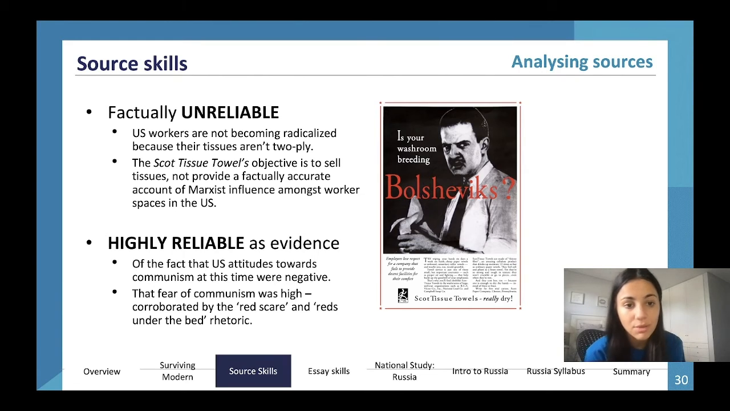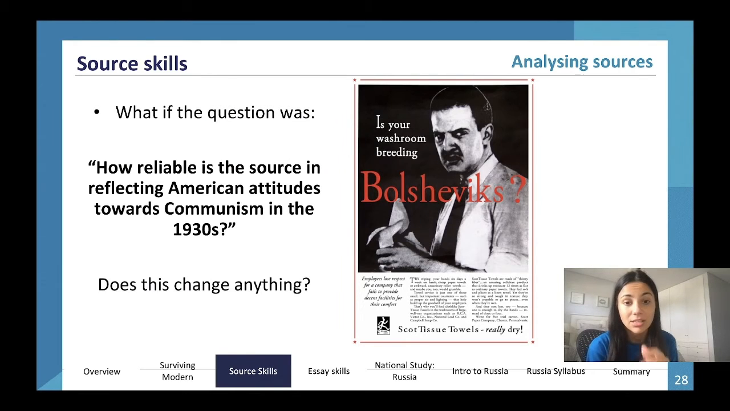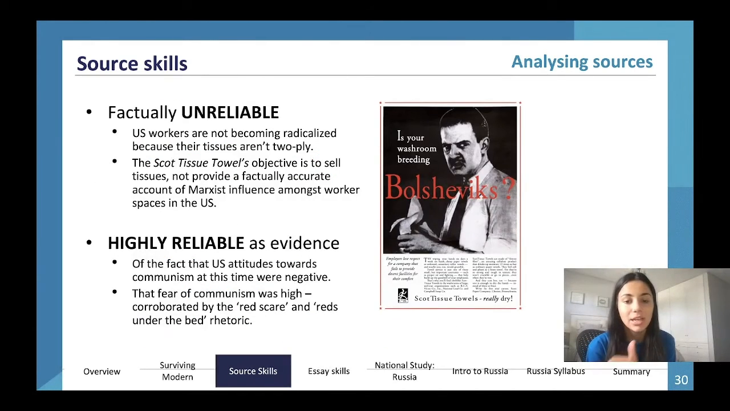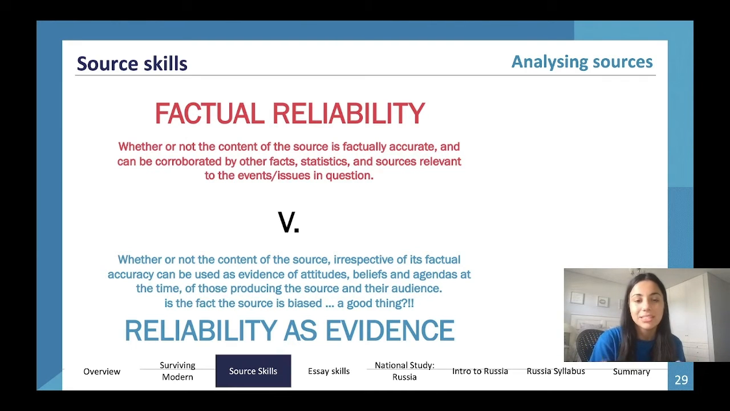So when we look at this source, factually, it's unreliable because US workers are not becoming radicalized because their tissues aren't too high. And the Scott's Tissues ad's objective is to sell tissues, not to provide a factually accurate account of Marxist influence amongst workers in the US. But as evidence, it's highly reliable of the fact that US attitudes towards communism at this time were negative, and that the fear of communism was high, corroborated by the Red Scare and Reds under the bed rhetoric. So as a reflection of this question and of this perspective, it's highly reliable, but factually it's not. But as evidence it is. I hope you guys can see the difference.